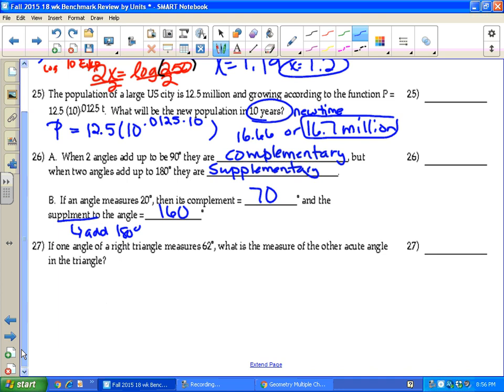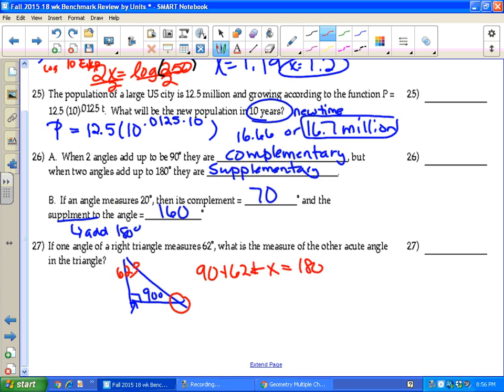If one angle of a right triangle measures 62 degrees... that's the right angle, so if you know it's the right angle, that one already measures 90. And the other one, it says measures 62. So I'm actually drawing a picture to help me see it. What is the measure of the other acute angle? So I would say 90 plus 62 plus the x angle equals 180. So you should add them up and subtract from 180. If I add them up, I'm going to subtract 152. X should equal 28. Yep, 28 degrees. X is 28.